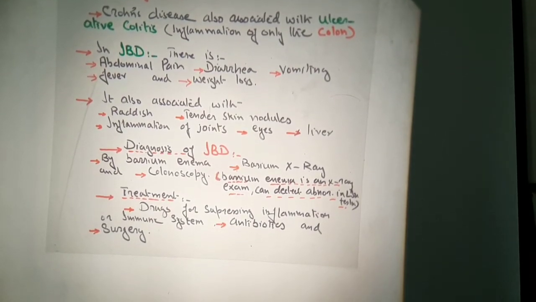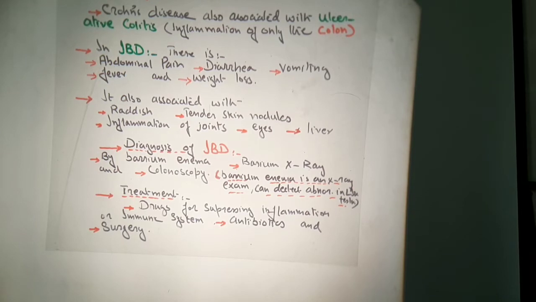In inflammatory bowel disease, what are the symptoms? There is abdominal pain, diarrhea, vomiting, fever, and weight loss. All these conditions are associated with loss of body weight. It is also associated with reddish, tender skin nodules, meaning the skin becomes stiff and there is formation of nodules on the skin. There is also inflammation of the joints, the eyes, and the liver.